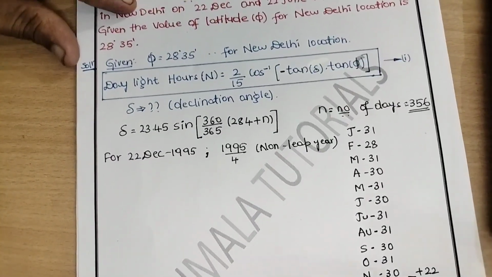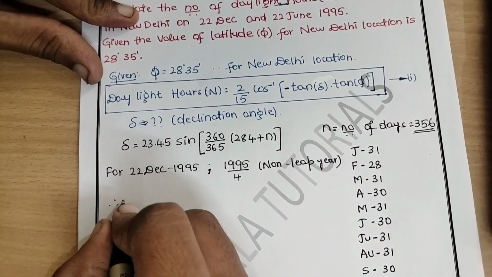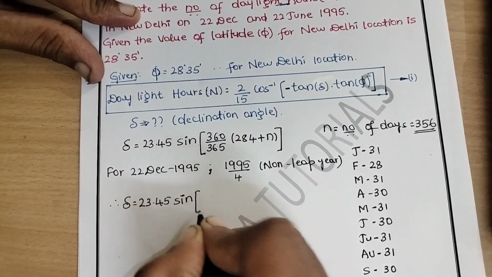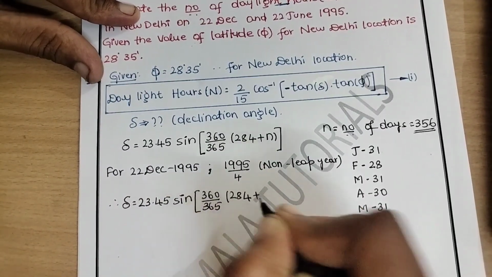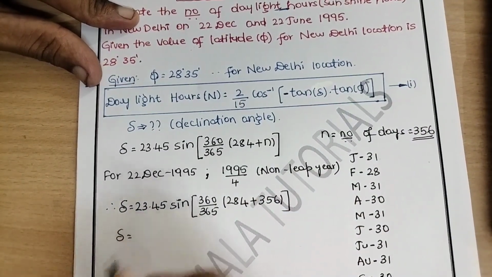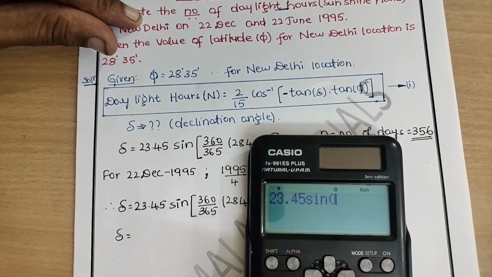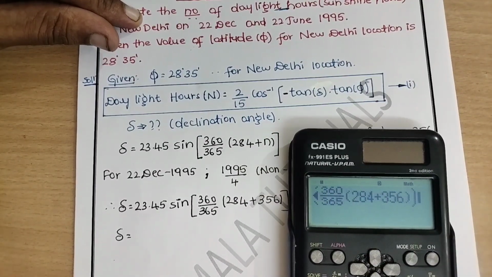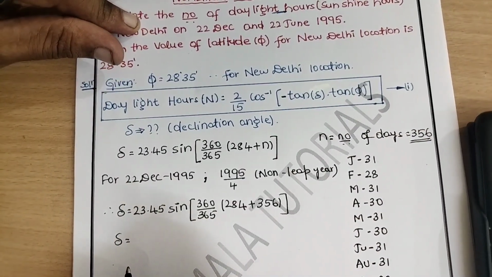So hope it is clear. Now, the number of days n is equal to, it is clear, 356 days. So therefore, the declination angle delta is equal to 23.45 sine of 360 divided by 365 into (284 plus 356). Let us substitute the value of 356 and calculate the value of delta. Upon calculating, we get the value as minus 23.44 degrees. You are getting the answer in terms of negative, not an issue.